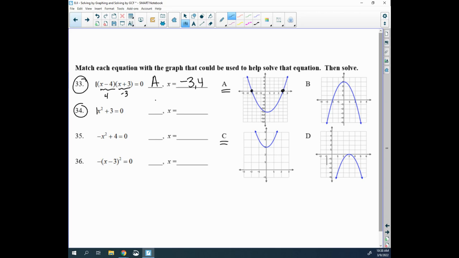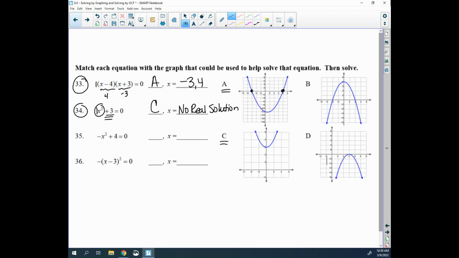That kind of by default leaves C, which makes sense. This is just your basic parabola that has been shifted up 3, which is what happened on C. What is your solution? Where does that cross the x-axis? It doesn't, so no real solution. Remember, we want that word real in there.